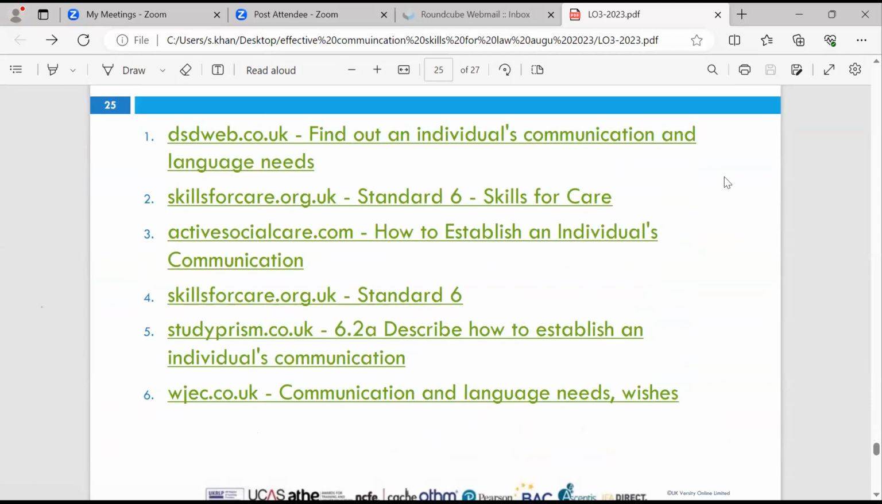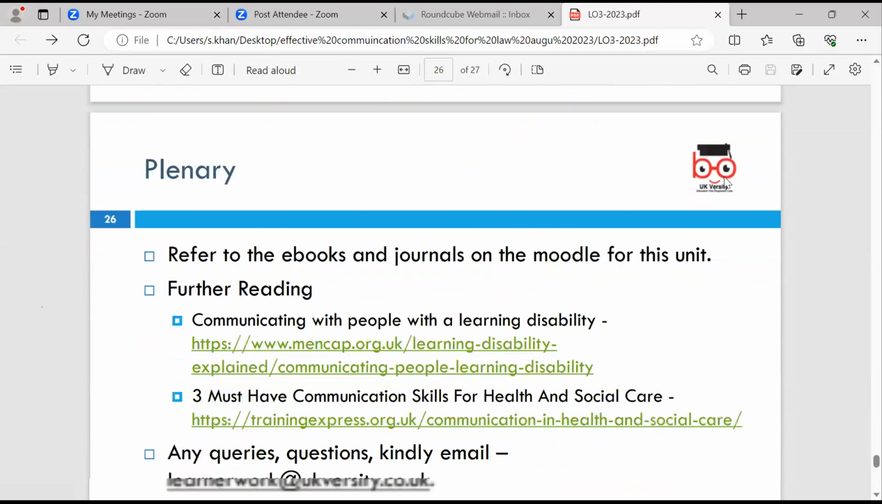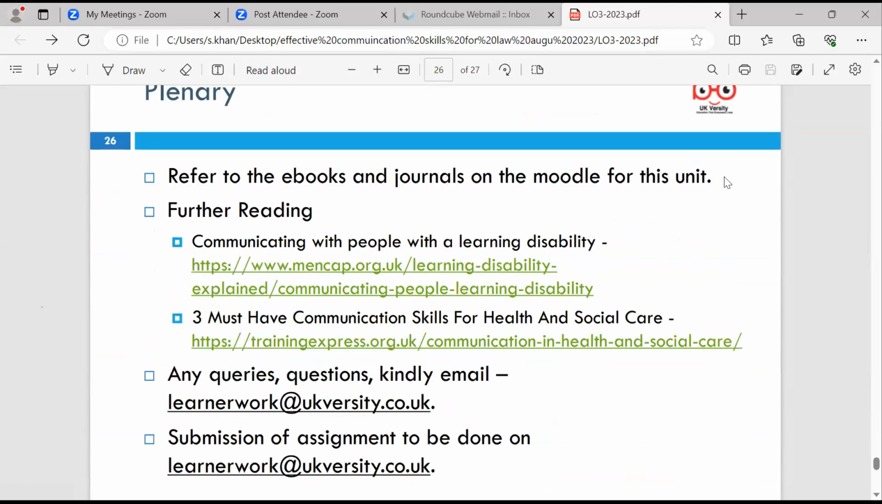We looked at describing how to establish individuals' communication skills for care and communication and language needs. Further reading and further ebooks are available on Moodle that you can go onto. So please go onto Moodle. All this will be on Moodle, and your additional reading and additional resources are on Moodle.